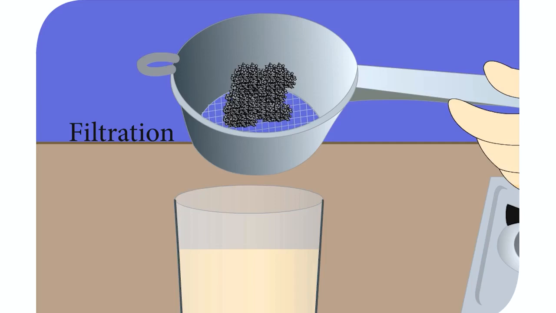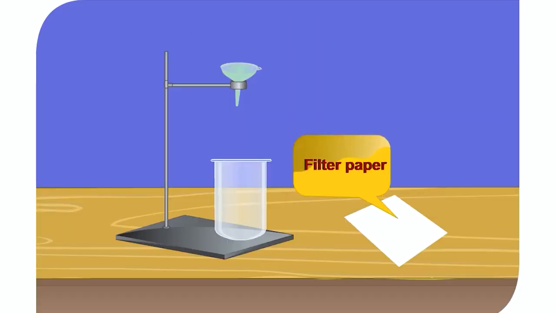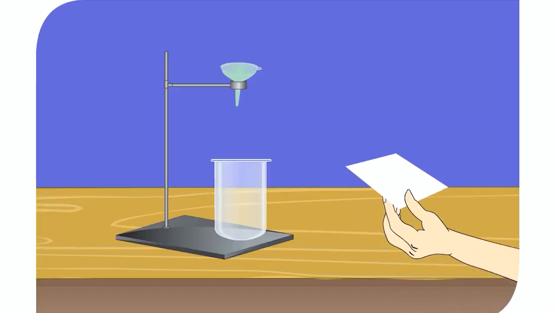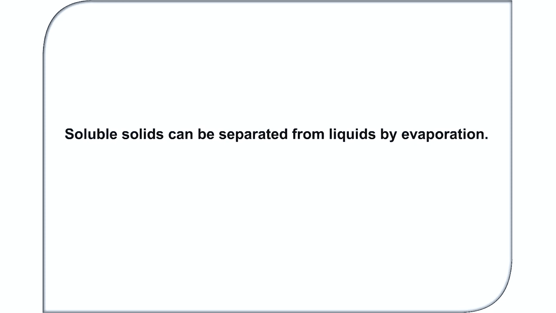Therefore, filtration is the process of separating the insoluble impurities present in a liquid by using a filter like a thick cloth or a sieve. Soluble solids can be separated from liquids by evaporation.